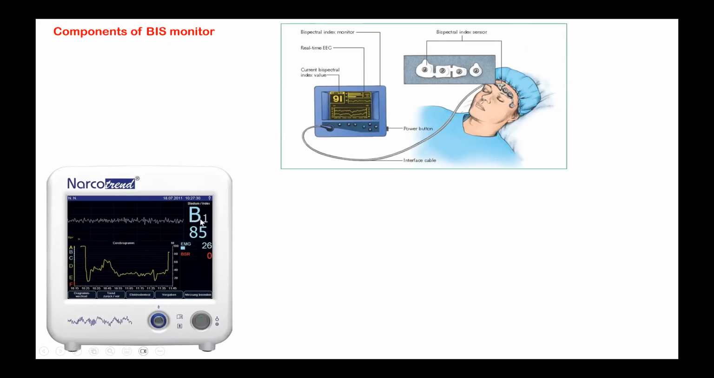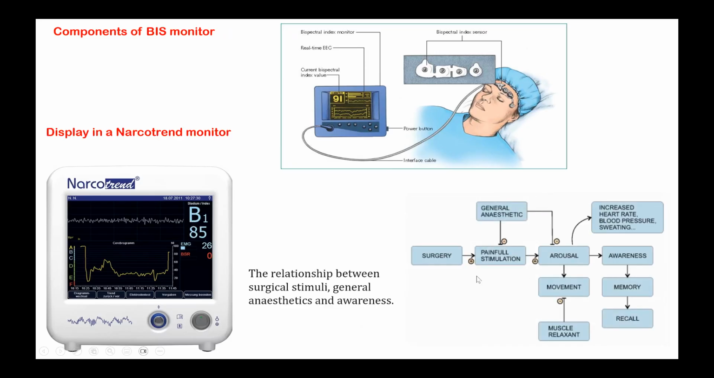So A means fully awake, F is fully sedated, and E is supposed to be the ideal one. So B means patient is still not fully anesthetized. As you are starting the induction, he is drifting from A to B, and you can see the numerical value is also there. So from 100, he has become lightly sedated to 85. So the Narcotrend gives you these 2 methods of assessing the depth of anesthesia.